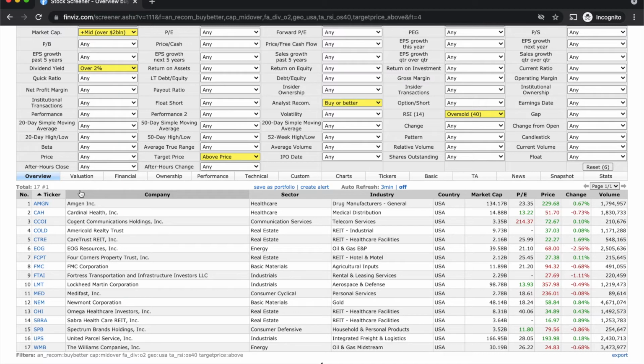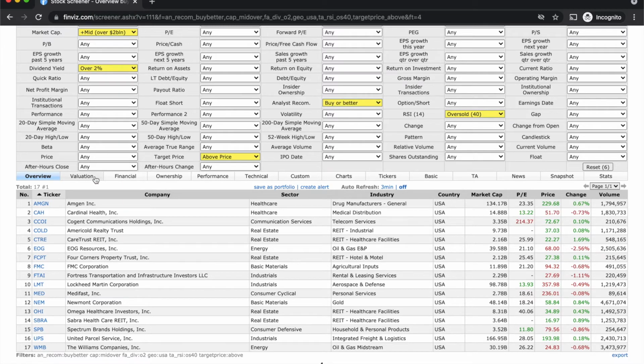We are also getting in line with the analysts. So anywhere where the analysts are giving a strong buy or a buy recommendation and where the target price has still not been reached, we are only looking at those stocks. Finally, we are looking at stocks which have had a recent dip, and we are looking for stocks which at least have a dividend yield of 2%.